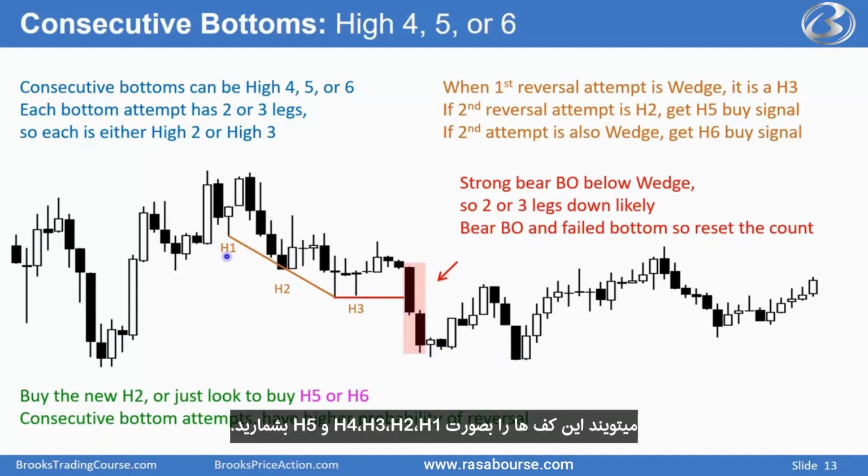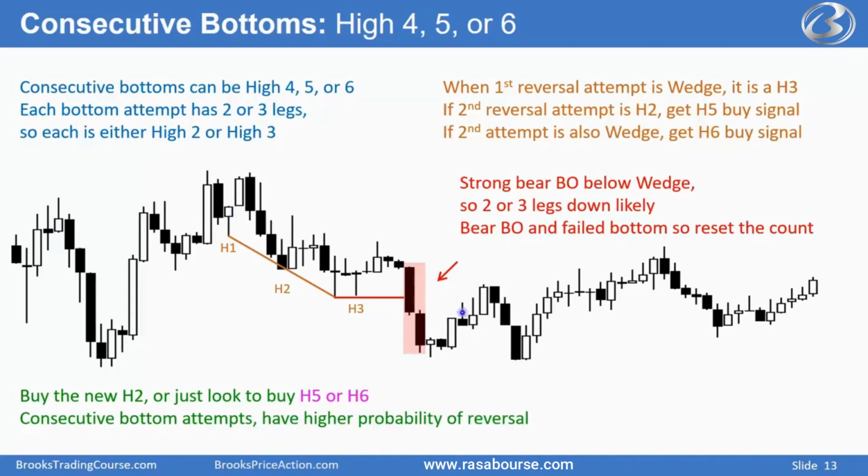I don't care if you call it high 1, 2, 3, 4, 5, or if you call it 1, 2, 3, 4, or if you call it first bottom and then second bottom. Whenever the bottoms are complex, in other words, have 2 or 3 legs, and you have a pair of them, the odds of a reversal are higher.